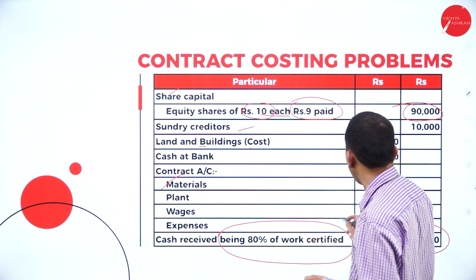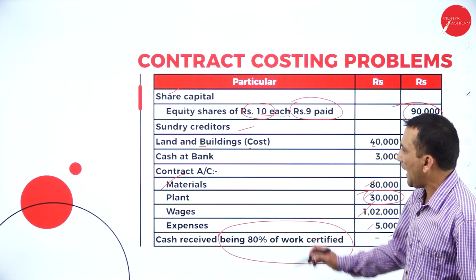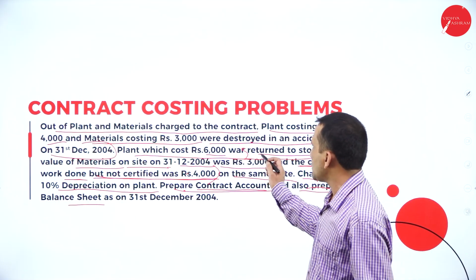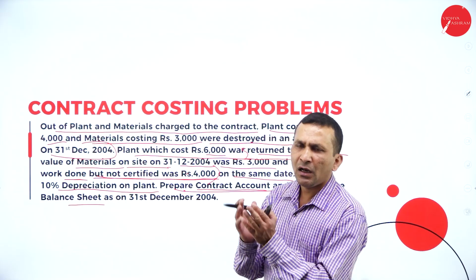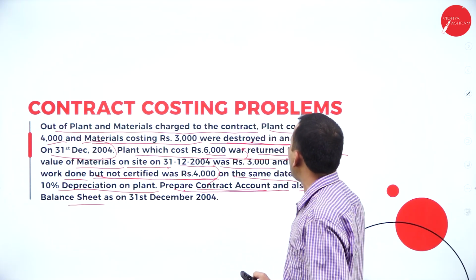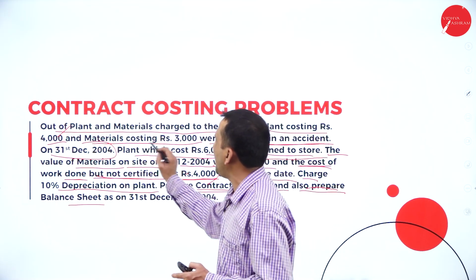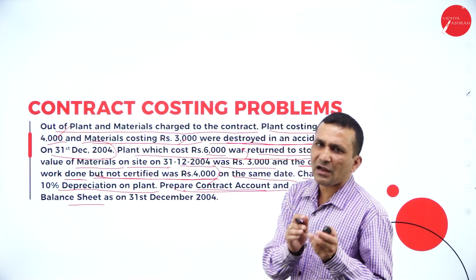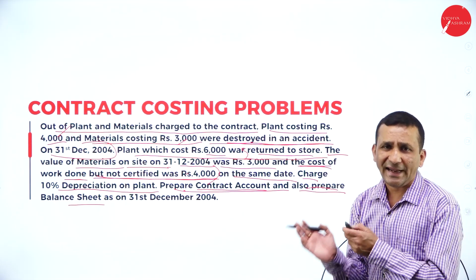The plant cost 30,000 is actually in the trial balance, and there is one more plant item, 4,000, because we are getting a loss. Loss means credit side. Because of accident or destroyed, plant cost 4,000 and material cost 3,000, we are facing a loss. Abnormal loss must always be shown on the credit side.